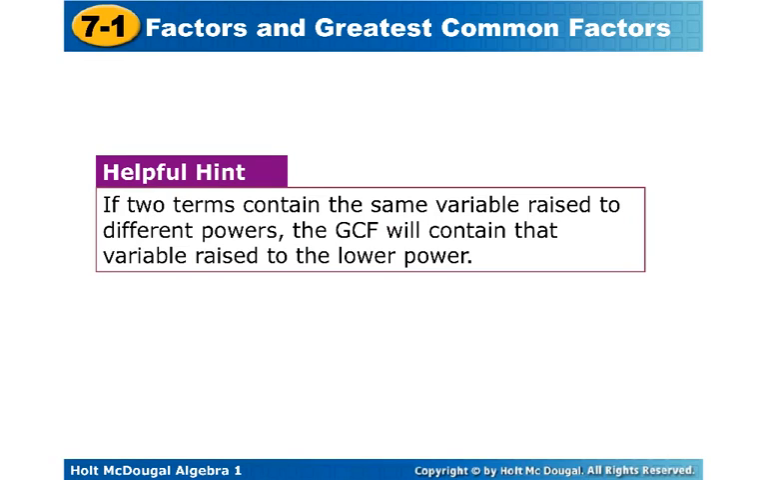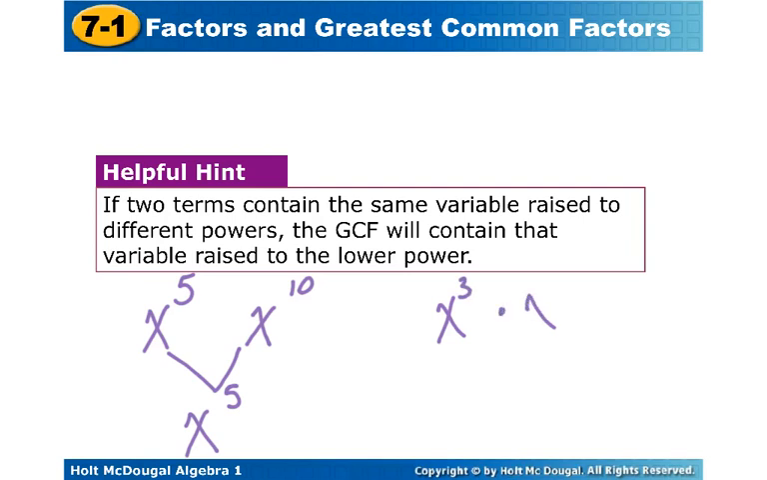So one thing for you guys to know is if two terms contain the same variable raised to different powers, the GCF will contain that variable raised to the lower power. So like if I say x to the 5th and x to the 10th, your greatest common factor here would be x to the 5th because it's the lower power. If I said x cubed times x, it would just be an x in this case because x is raised to the first power, okay? You can only take as many x's out as the lowest term.